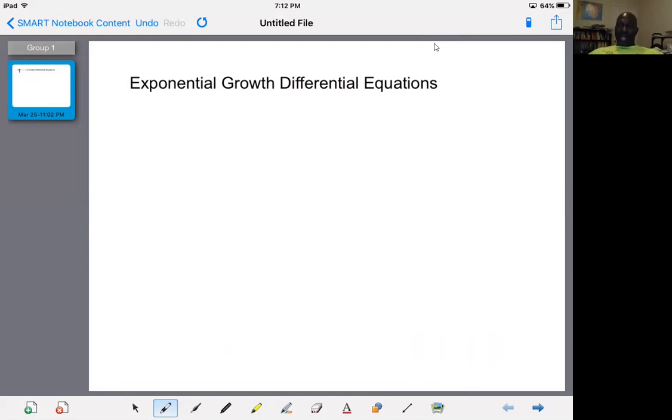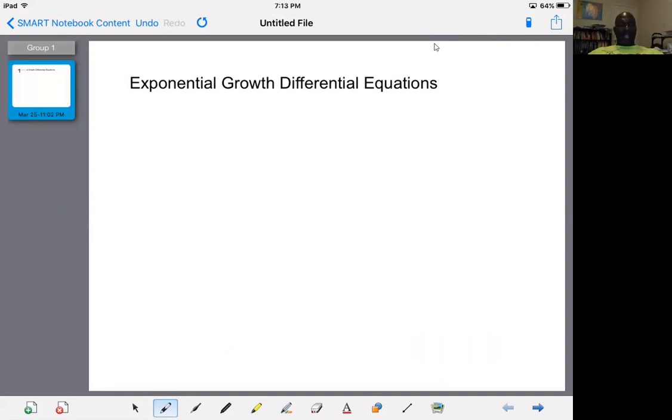So let me define what an exponential growth differential equation is. Technically, it can be exponential growth or decay, so when we say exponential growth, implicit in that statement is that it could also refer to exponential decay. You learned about exponential growth and decay in Algebra 2. This gets a little more complicated than the presentation in Algebra 2, but it's kind of the same thing.